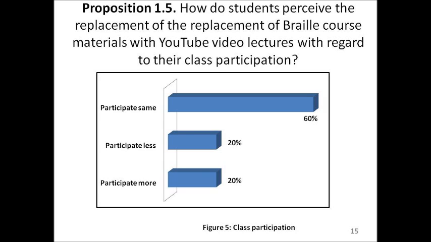Proposition 5, we asked the blind students about their class participation. 60% of the blind students said that they want to participate in the class although they are using the online videos, and 20% feel they want to participate more although they are using the online videos, but only 20% feel that they will not attend the class when they use the online videos.